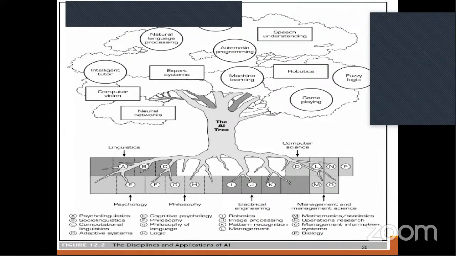And if you see what the fruits are, they are in speech understanding, in genetic algorithms, in natural language processing, intelligent tutoring, that's education, computer vision, that's image processing, neural networks, expert systems, machine learning, game playing, fuzzy logic, robotics, and automatic programming. These are some of the applications of this AI tree. And these are the fruits of this AI tree which are being nourished by these sciences like computer science, engineering, mathematics, and management.